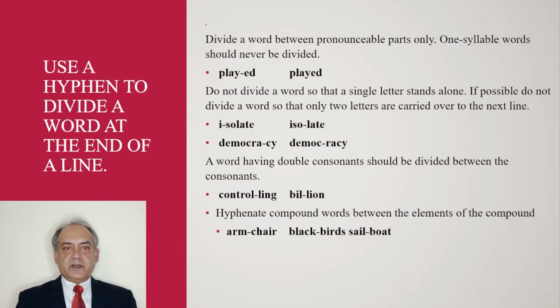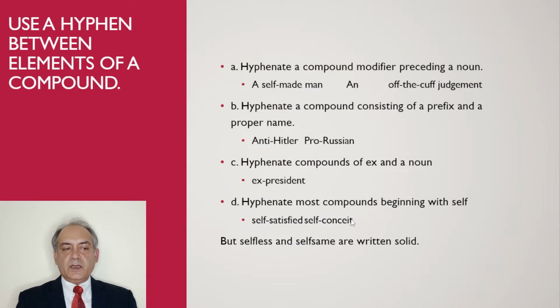A word having double consonants should be divided between the consonants. Control, name. Hyphenate compound words between the elements of the compound. Like words, they, both. Use hyphen between elements of a compound.